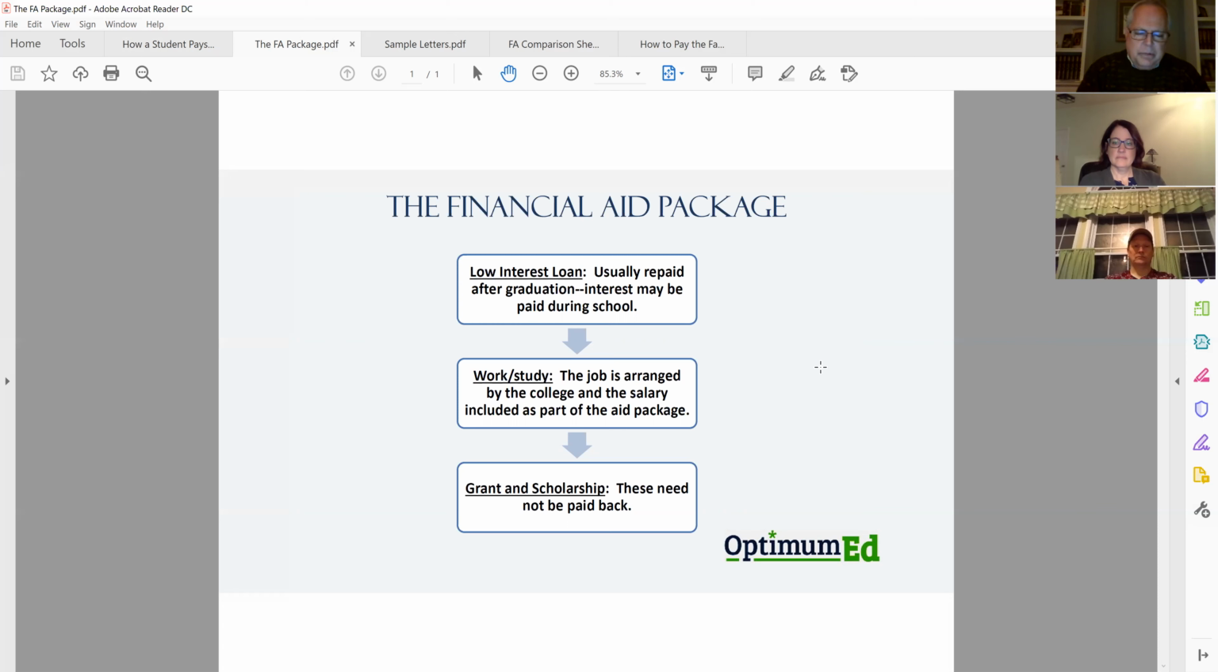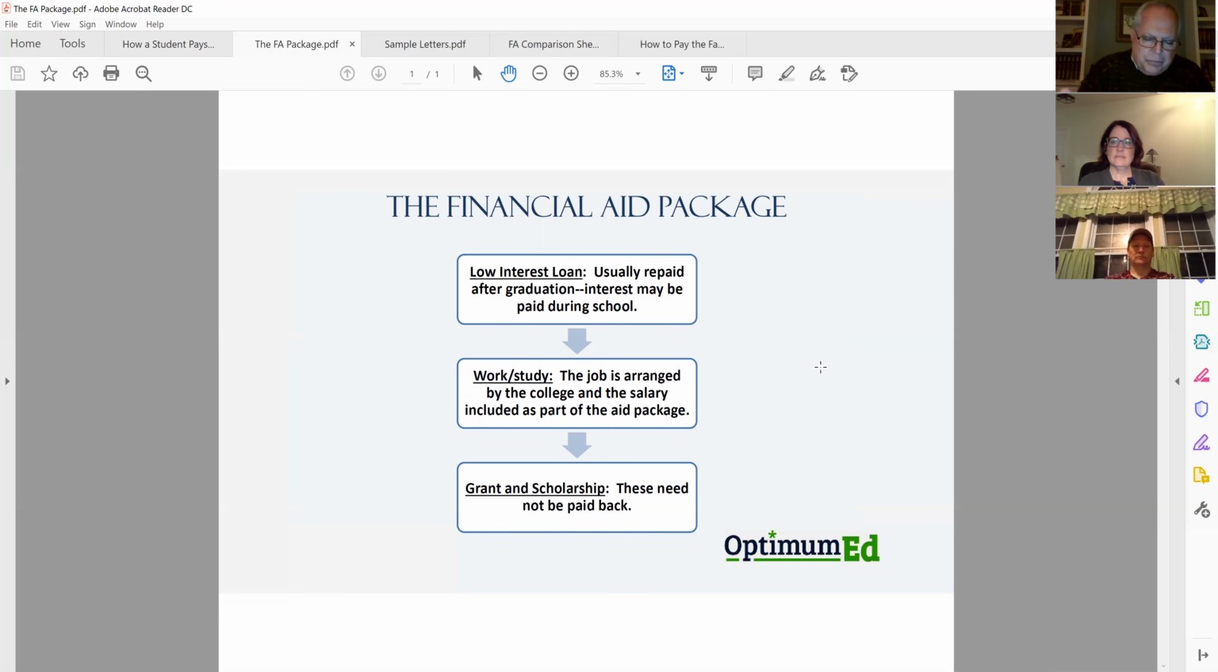So loans will be the first thing that one is offered in the financial aid package, no matter how much need you establish. The first thing they're going to give you is a loan, and for the student, it's going to be the Stafford loan, and we'll look at that in a little bit more detail.